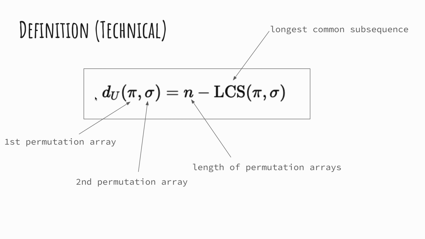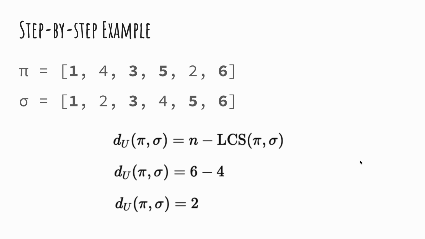So the Ulam distance between two permutation arrays is the length of the permutation arrays minus the longest common subsequence of the permutation arrays. Remember that permutation arrays are just permutations of each other, so they're going to have the same length. Let's take a step-by-step example.